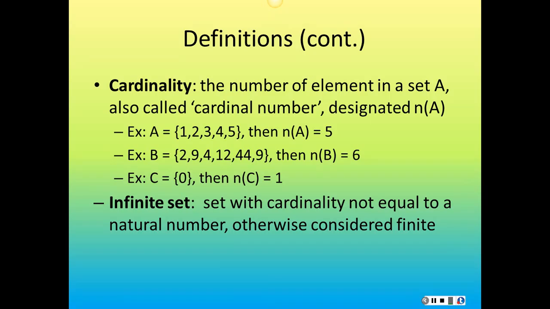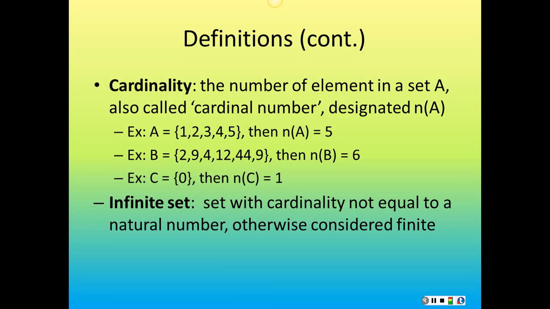So for example, set A is the set of 1, 2, 3, 4, and 5. Then we say n(A) is equal to 5, because that's how many elements are in there. Or set B, for example, is 2, 9, 4, 12, 44, 9. Then the cardinality of B is 6 elements. C, the element is 0. In this set there's one element, and that is 0, so we say the cardinality of C is 1.